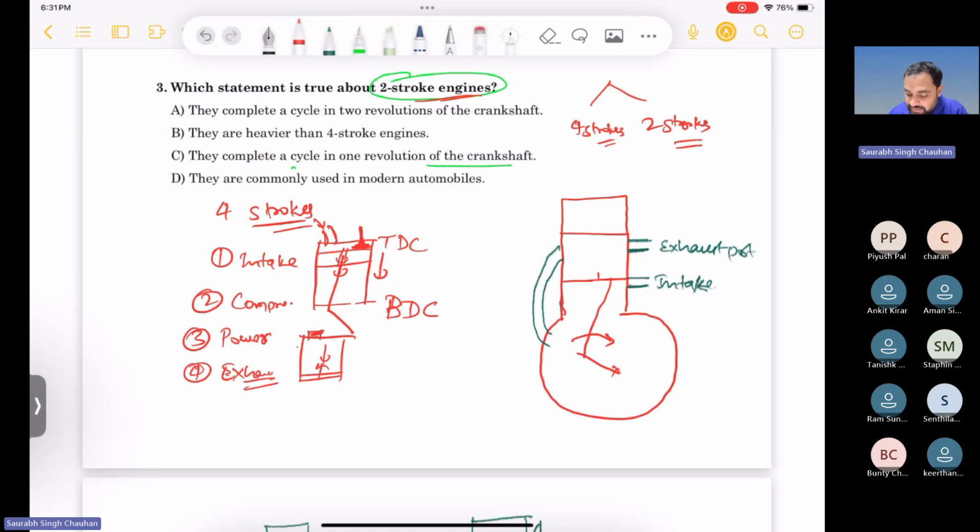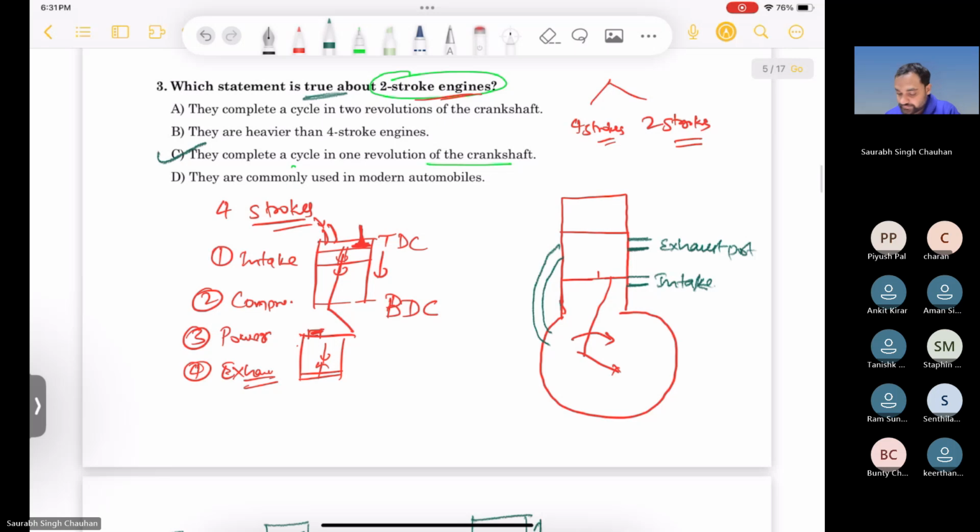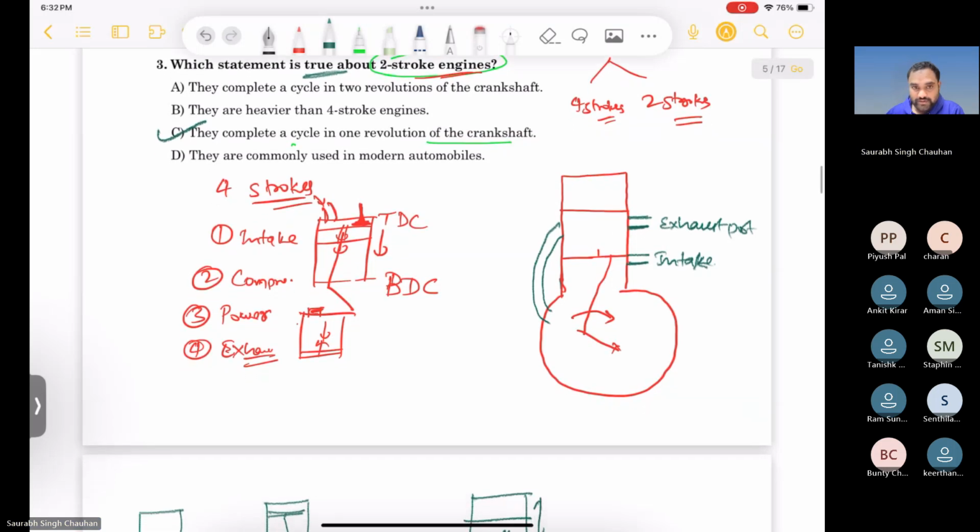But anyways, I hope that now you can answer this question. We have already answered actually. So which statement is true? They complete one cycle in two revolutions of crankshaft: this is not correct. They are heavier than four stroke engines: no, this is not correct. They complete one cycle in one revolution of the crankshaft: this is correct. They are commonly used in modern automobiles: this is not correct. So I hope that two stroke engine, four stroke engine, and the crankshaft revolution concepts are clear. If there is no doubt, then we should move to the next question.